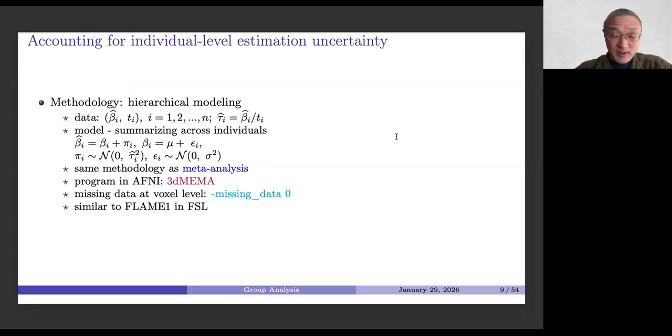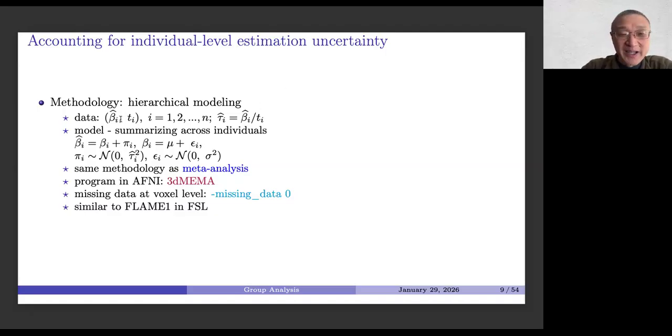So that's 3dttest++. Then we talk about another program similar to 3dttest++, which is 3dMEMA. What's the difference? The difference is that we take into consideration the uncertainty. In the typical way, we only take the betas and ignore the t statistics. Is that justifiable? Well, that approach usually assumes the uncertainty information is the same across all participants. That's not usually the case, but how big a deal is it? Well, let's take a look.